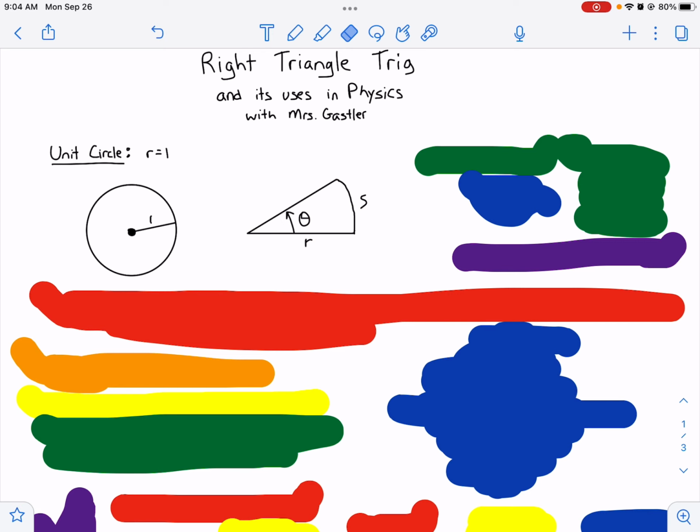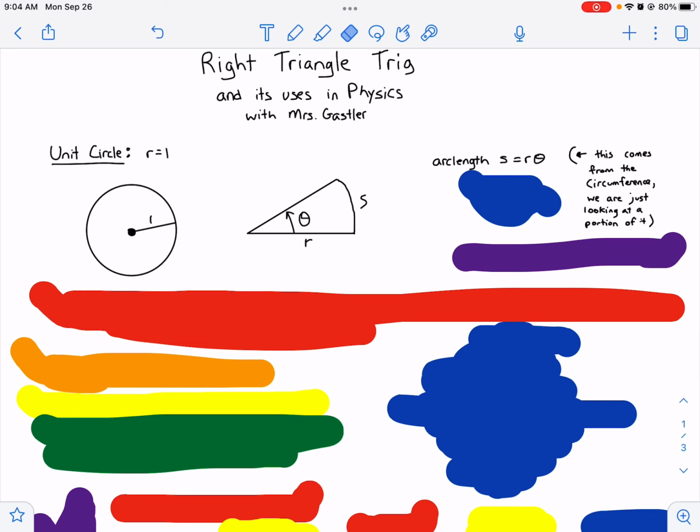So it has a radius of 1, and we've traveled some angle, and that gives us this arc length over here. That's the S. The S is the arc length. And the arc length we can find by multiplying the radius times the angle. And that comes from the circumference. So we're just looking at a piece of it, and it's a proportion of that arc length there. We can look at that some other time if you really want to.